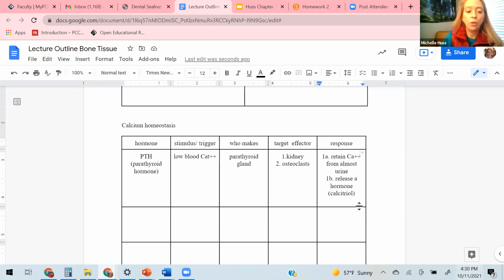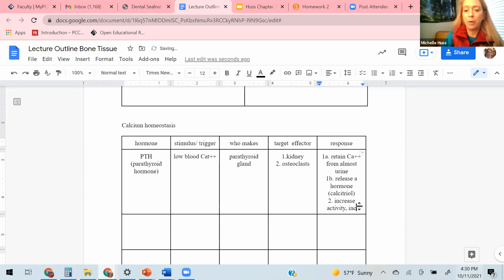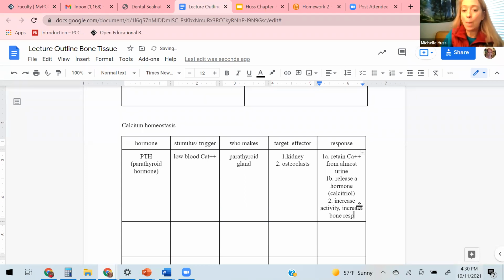Okay, 2, osteoclasts, what are they going to do? So that's my response for osteoclasts. They're going to increase activity, meaning increase bone resorption. What does that mean? I am going to take more calcium from my bones and put it into my bloodstream, okay?